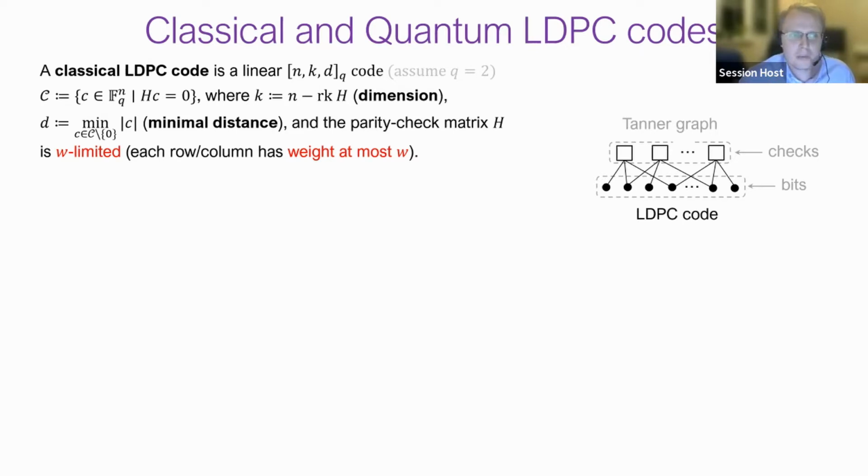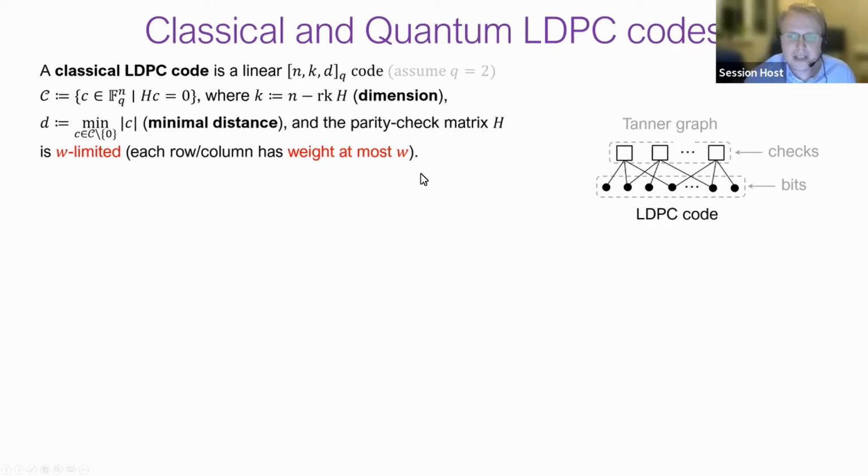I didn't say what a classical LDPC code is. LDPC code means that this parity check matrix H is low density. By low density, usually different people mean different things. But in this talk, we assume that we have an infinite family of codes, and for this family we have some universal constant W, and all rows and columns of all the parity check matrices in these codes are upper bounded by this constant.